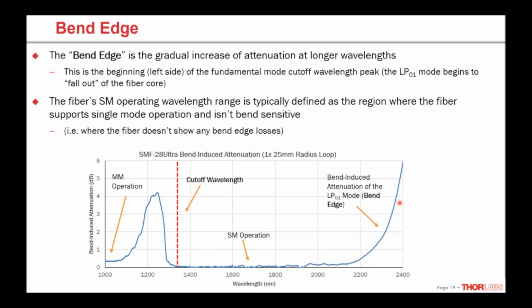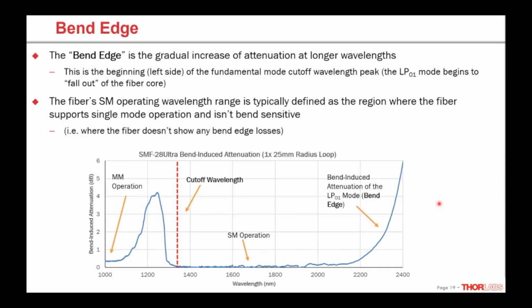So if you want to talk about how the fiber is specified for single mode operation, it goes from the cutoff wavelength out to where you start to see bend-induced attenuation, the beginning of the bend edge, at a certain long-term bend radius. 25 millimeter radius for our test here. Fibers could be specified at a different radius. So what we're illustrating here really is multimode operation, bend-induced peak from that second mode, single mode operation that's bend insensitive, and then now bend-induced attenuation of the fundamental mode.